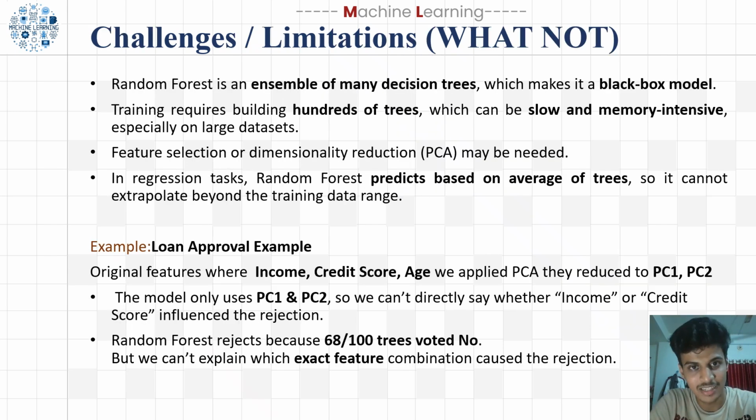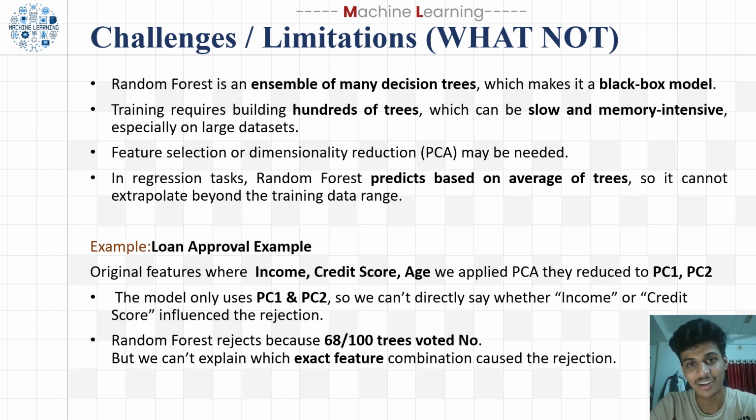So let's discuss some challenges present in random forest. Random forest is basically a black box model. We cannot always interpret why it made a particular decision. We cannot tell if it was made because of credit score or another reason. It also works better on a huge amount of data; it requires a lot of data. Training requires building many trees, which can be slow and memory intensive. Sometimes feature selection or dimensionality reduction like PCA is needed, so we work on PC1 and PC2.